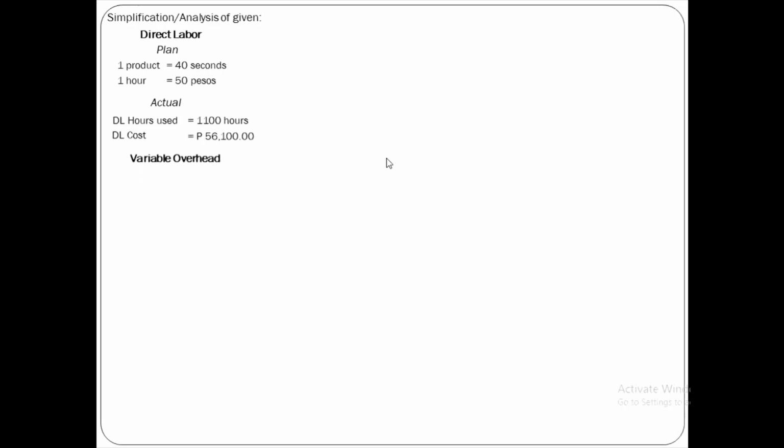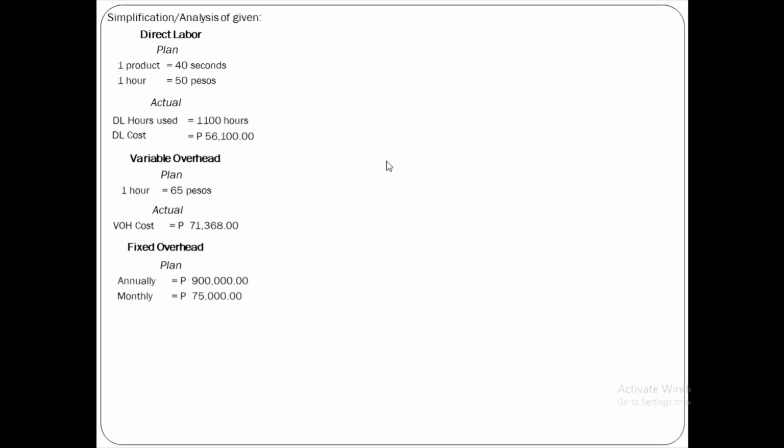Let's go to the variable overhead. As per plan, 1 hour costs 65 pesos, but in the actual, the variable overhead cost is 71,368 pesos. On the fixed overhead, the plan says we're going to incur annually 900,000 divided by 12, so we get the monthly 75,000. And in the actual, the fixed overhead cost incurred is only 73,000.